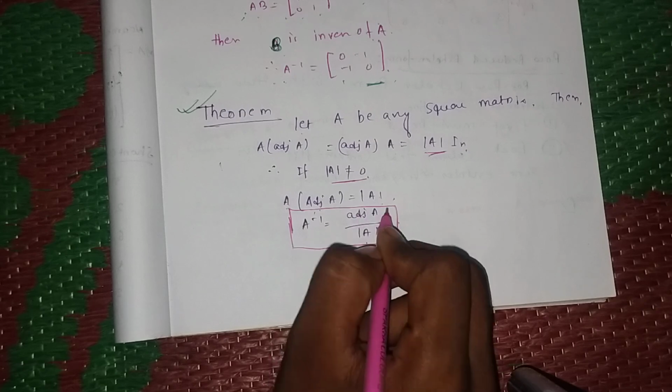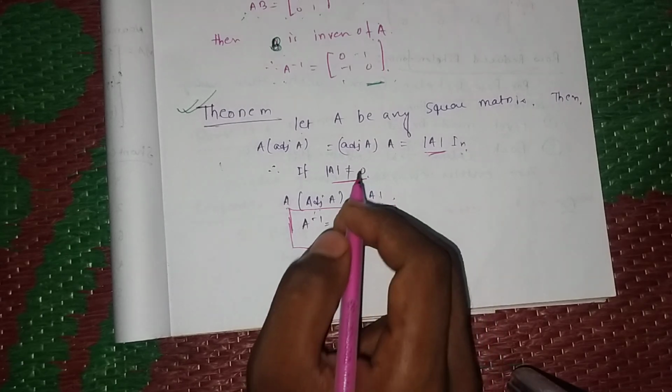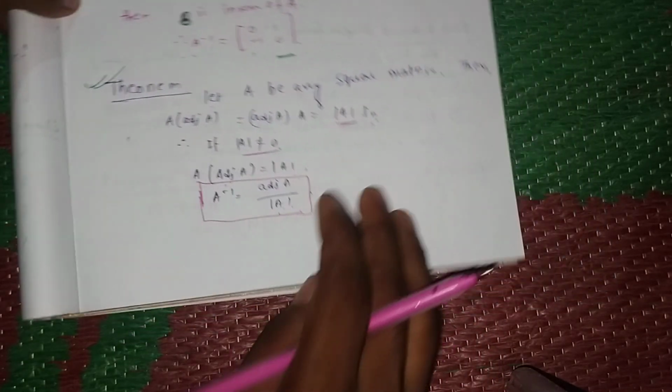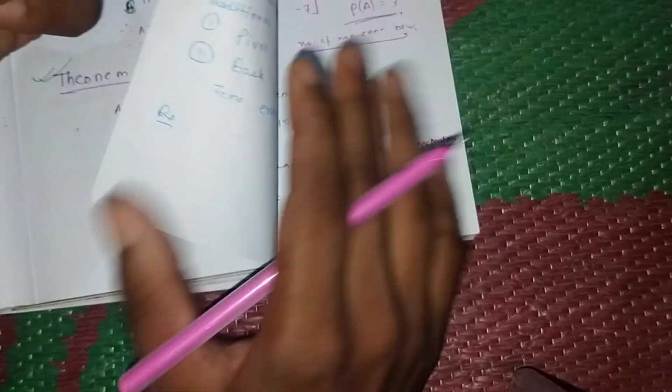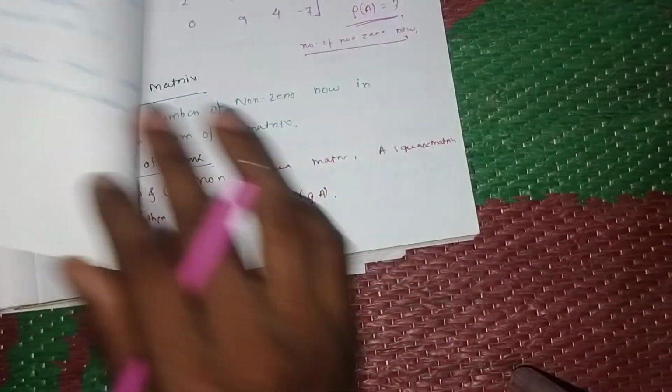You have to find first of all adjoint of A and find the determinant of A. Then adjoint of A by determinant of A is our A inverse. The condition is the determinant of A is non-zero.